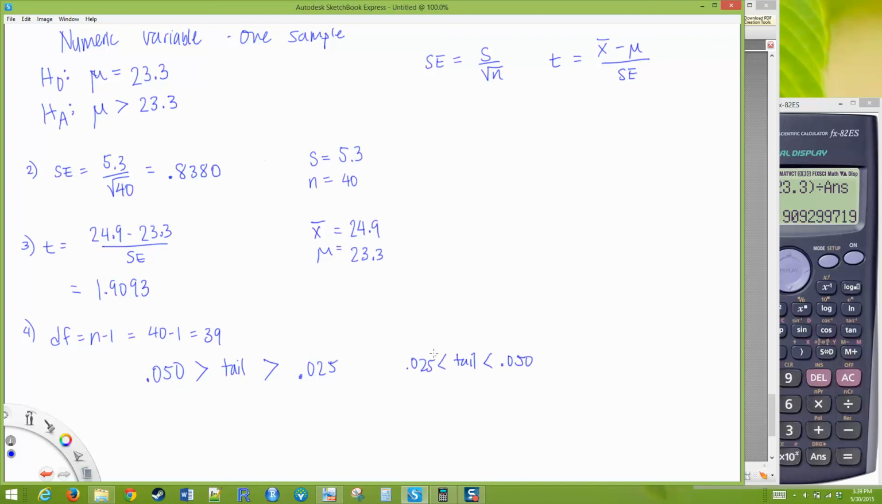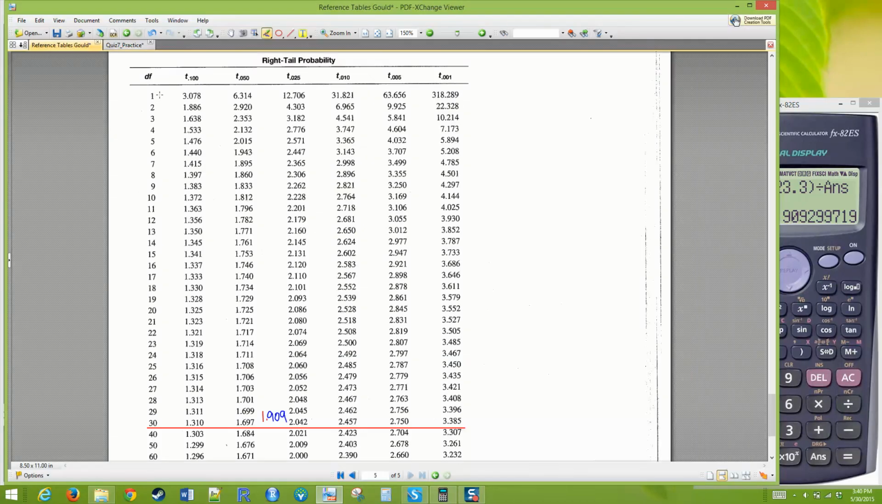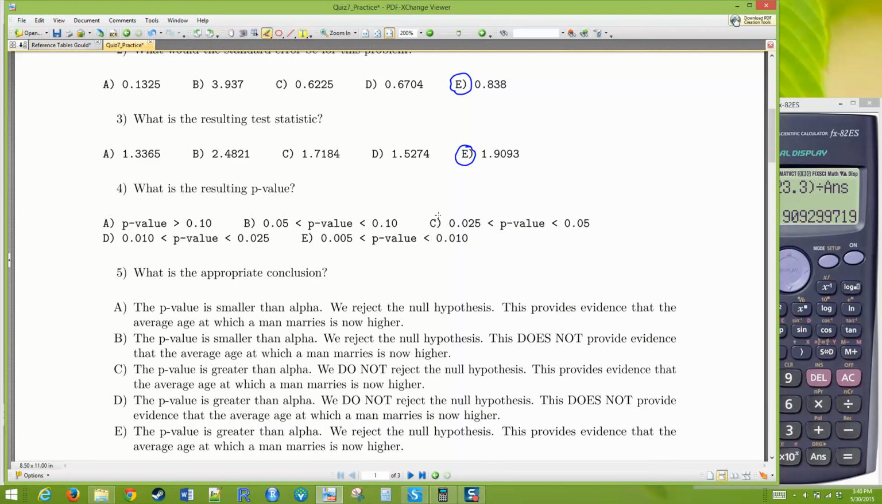Now, we look at our alternative hypothesis and we see a greater than sign. So we don't need to do any kind of doubling. We just leave it as is, and so my p-value is going to be between 0.025 and 0.050, or I can write it this way: 0.025 is less than my p-value, which is less than 0.050. Alright, so let's take a look at our answer choices. And we see answer choice C is the one that fits. 0.025 is less than our p-value, is less than 0.05.